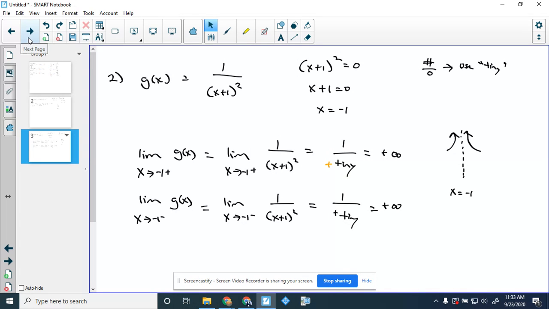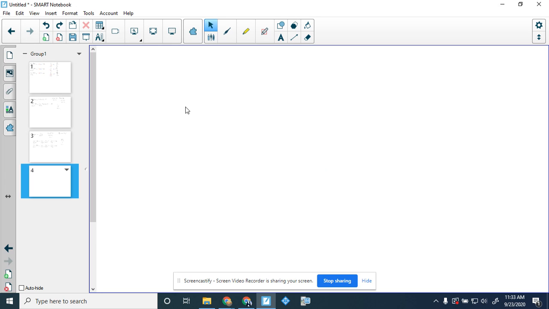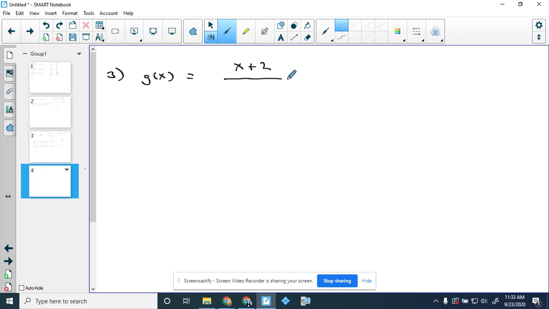Let's do one more question, which wasn't in your notes, but I wanted to do it regardless because it's a good one. All right, so let's take a look at this guy. Let's do g of x, and I'm going to say it's equal to (x plus 2) over (x squared minus x minus 6), right? So you're like, okay, I want to describe the behavior to the left and to the right of each vertical asymptote, or maybe even find the vertical asymptote.